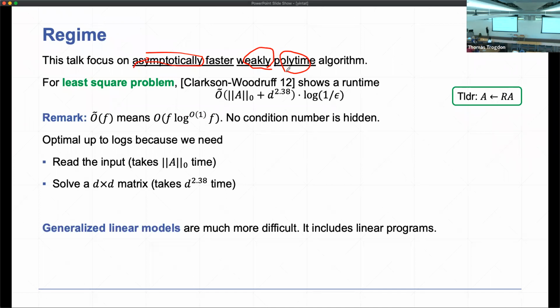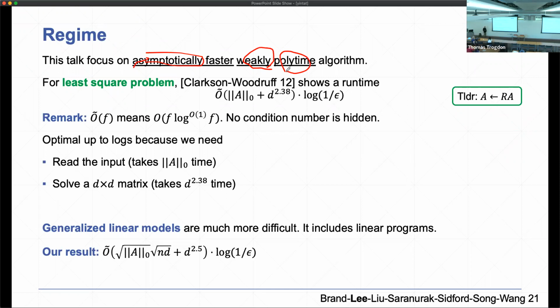And today we will discuss generalized linear model. We don't get such a tight running time. What we get is a running time like this. We cannot just read the matrix once. You can think this running time is like this.